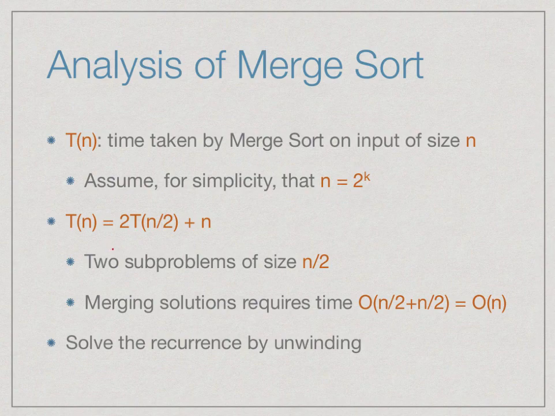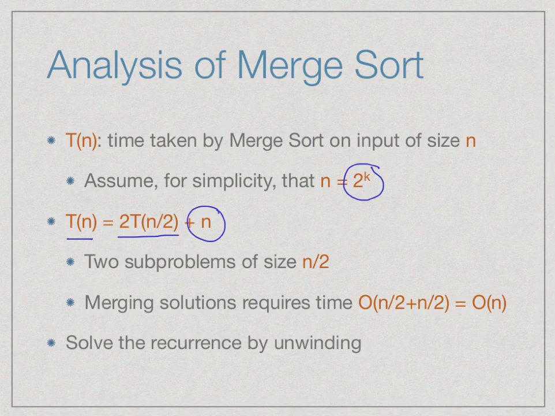So the analysis of merge sort is slightly more involved than what we have seen for the functions so far. Since we keep dividing by 2, it's convenient to assume that the original list is a power of 2. So let's assume for simplicity that the original list we want to sort is of length 2 to the k for some integer k. Then the recurrence for merge sort says that in order to merge sort a list of length n, we have to merge sort the front and the back. So we have to solve two subproblems of half the size, and then merging takes linear time, the sum of the lengths of the two input lists.